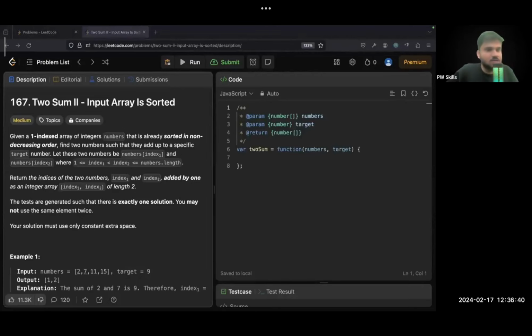Okay, let's start reading about it. So this is a new question, problem number 167, and it's a medium mark problem. Looks good. It says 2 sum 2 input array sorted. Okay, so this is an extension of the 2 sum problem that we solved. What does the problem say?